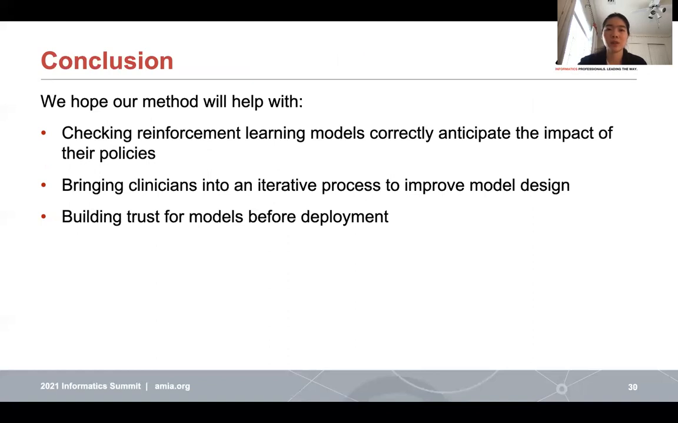In conclusion, we hope that our method will help with checking that reinforcement learning models correctly anticipate the impact of their policies. If they don't, then our method can help with improving the model. We also hope that by visualizing trajectories and inspecting the clinician notes, we can bring clinicians into this iterative process and incorporate their feedback into improved model design. This would help both in building trust and in making sure that these models are useful if deployed. So any model that reflects patient dynamics accurately will hopefully be trusted more during deployment.